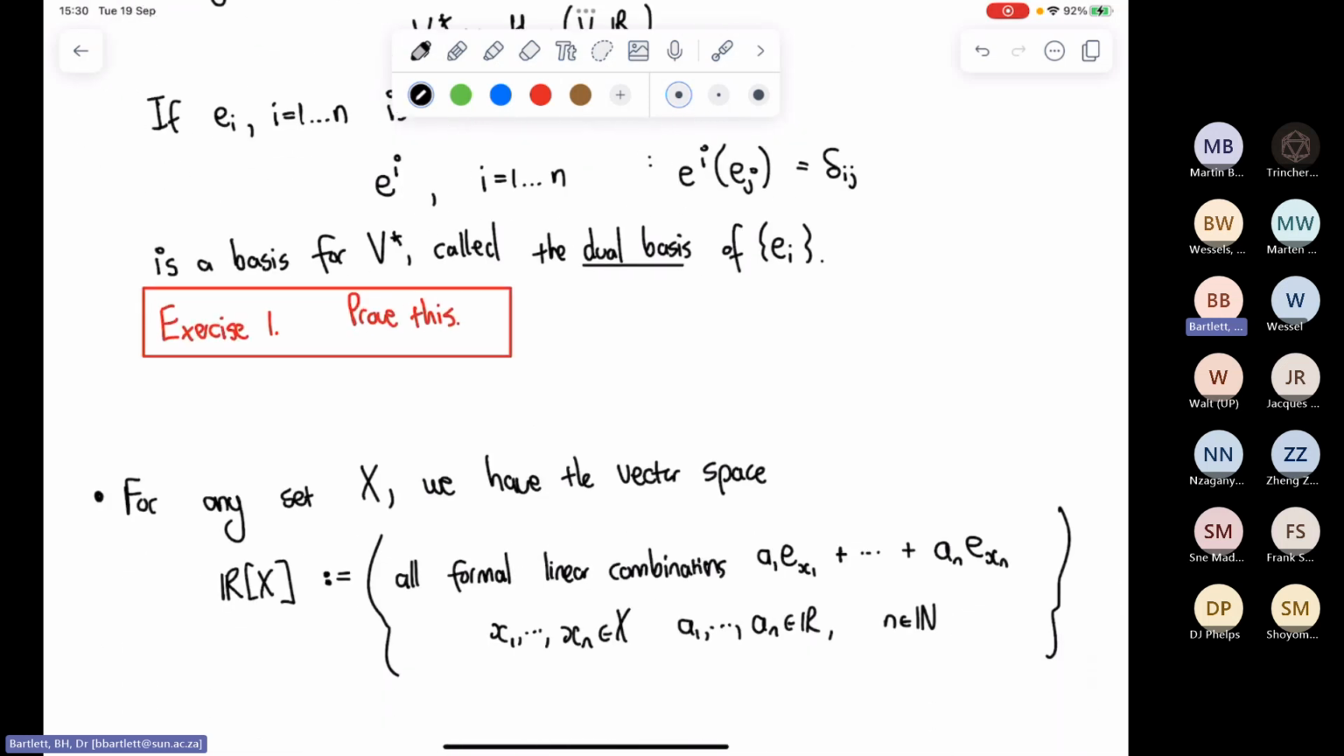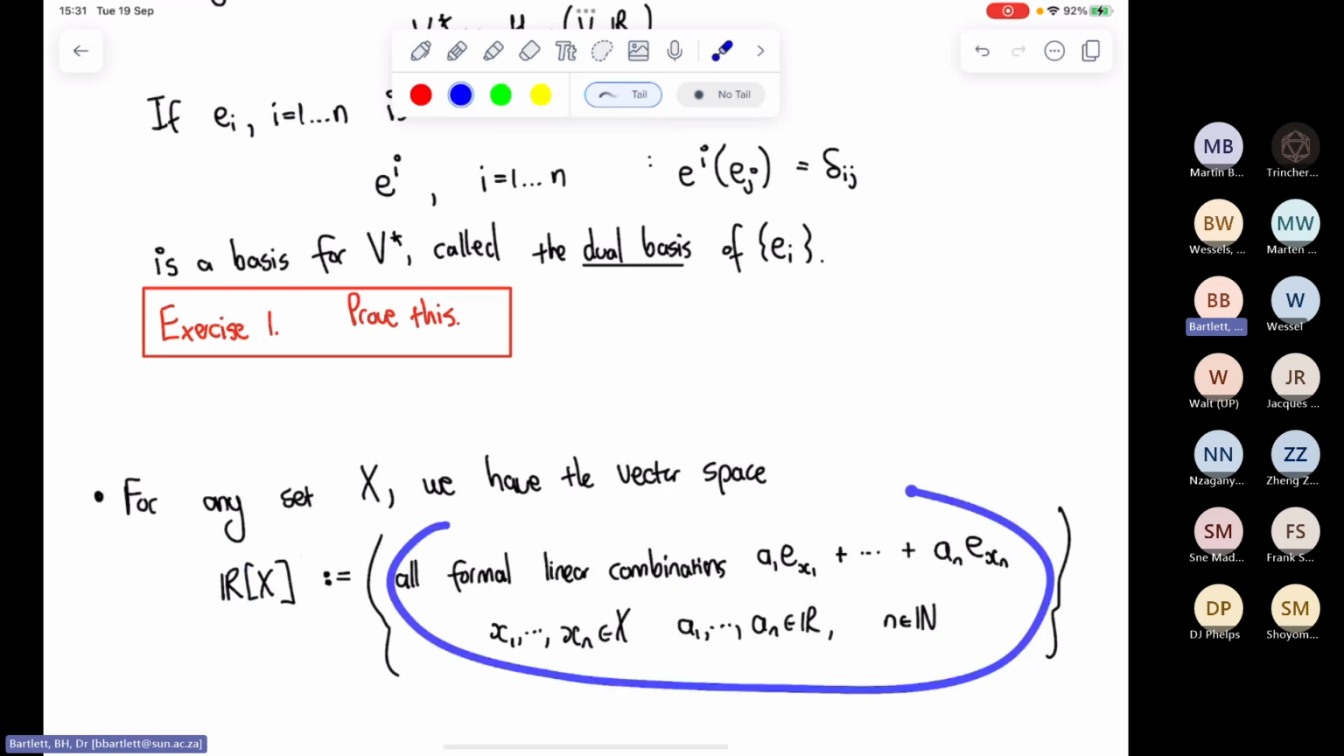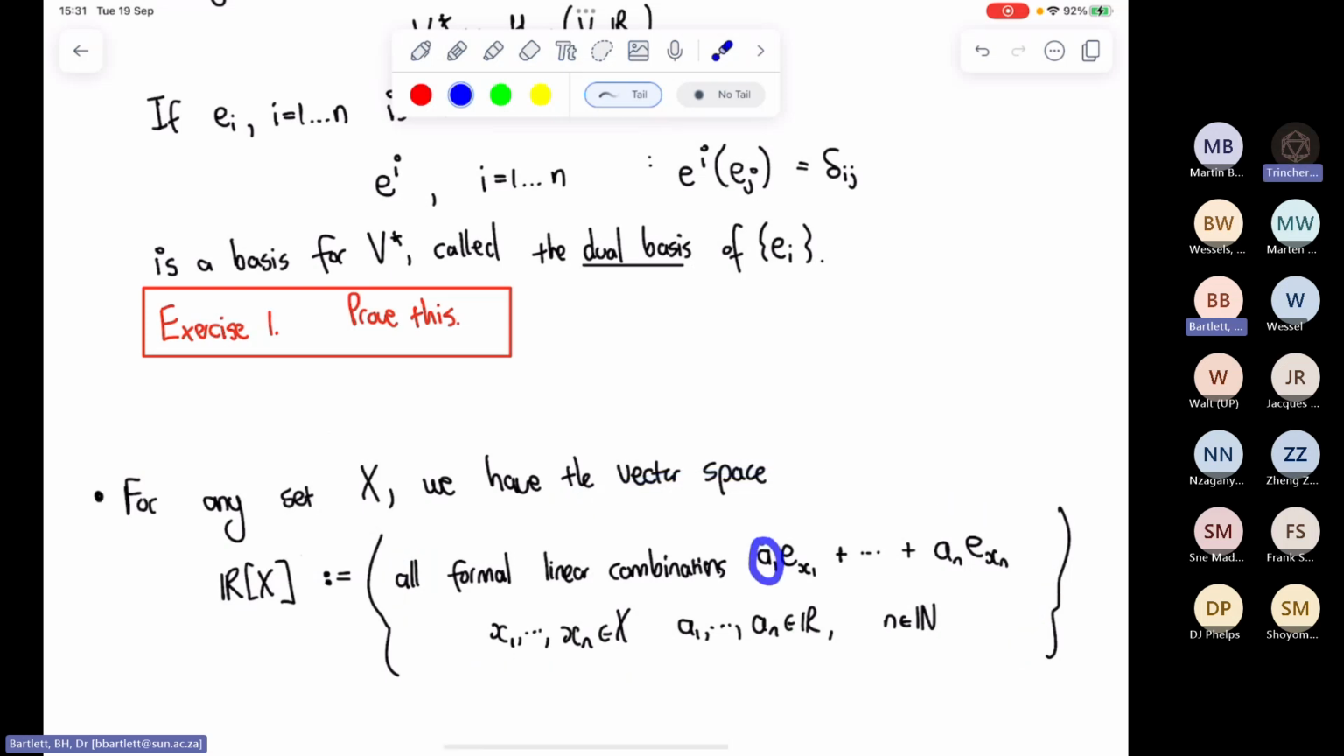Another construction that you can do with vector spaces is that for any set X, you can construct the vector space of formal linear combinations of elements in X. So for me, my ground field is the real numbers. So R bracket X is the set of all formal linear combinations like this: some real number a_1 times the formal vector corresponding to x_1, plus dot dot dot, plus some real number a_n times the formal vector corresponding to x_n. So these x_1 up to x_n are elements of X, and these a_1 up to a_n are scalars living in R, and n is some natural number. Okay, happy with that?